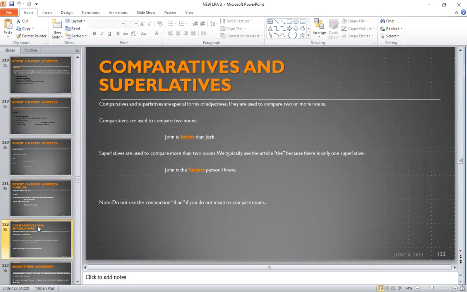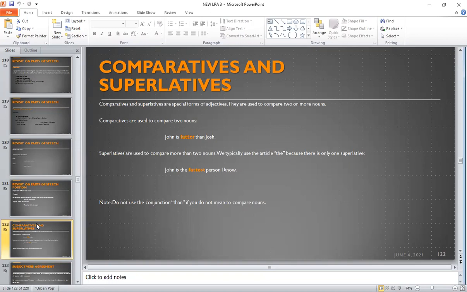Next, we have our comparatives and superlatives. Comparatives and superlatives are special forms of adjectives. They are used to compare two or more nouns. Comparatives are used to compare two nouns. John is fatter than Josh. Superlatives are used to compare more than two nouns.